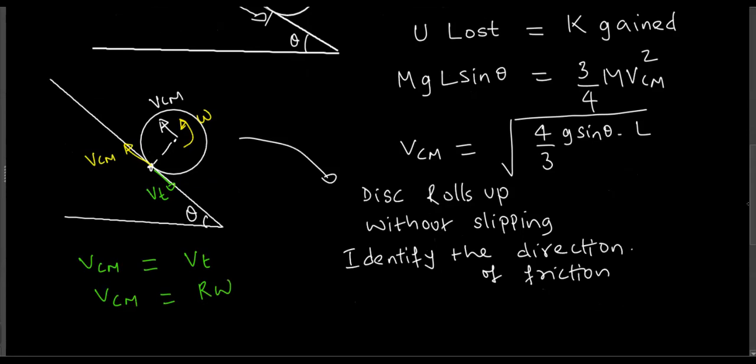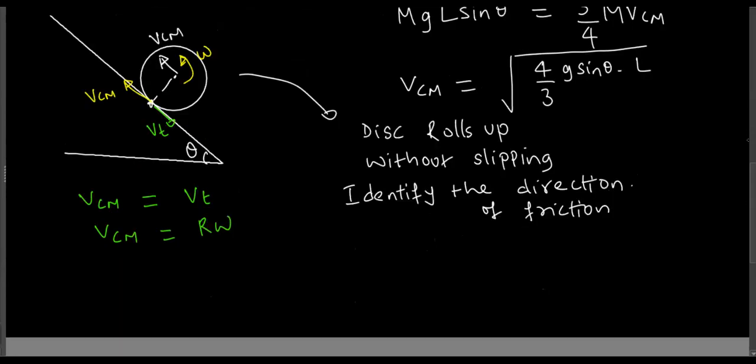Now, as you said, let's suppose friction is acting in the downward direction. Which velocity will go down? Velocity of center of mass will go down. So what I was saying is, if I assume that the friction force is acting in the downward direction, the velocity of center of mass will go down.